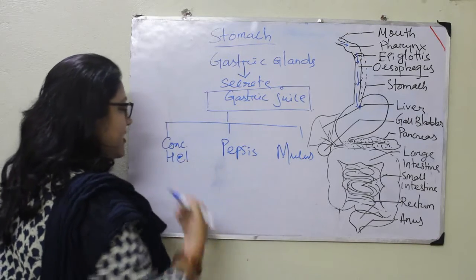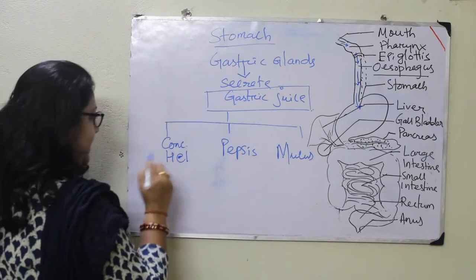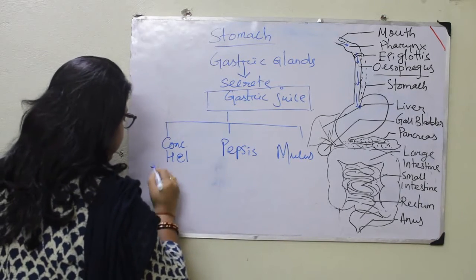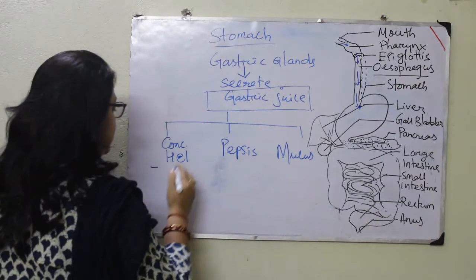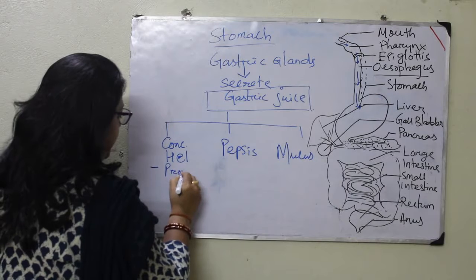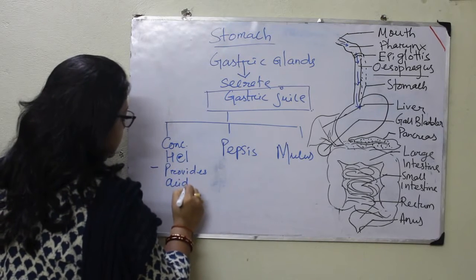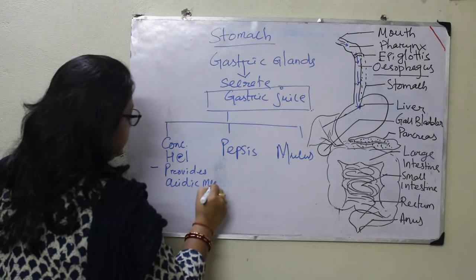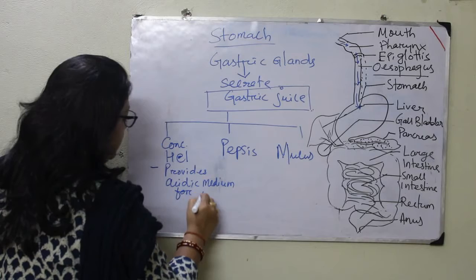Now what is the role of hydrochloric acid? Right, so the role of hydrochloric acid is, first one, it provides acidic medium for pepsin.